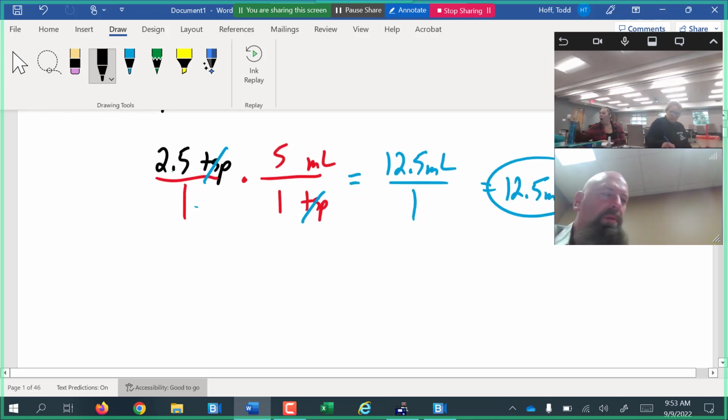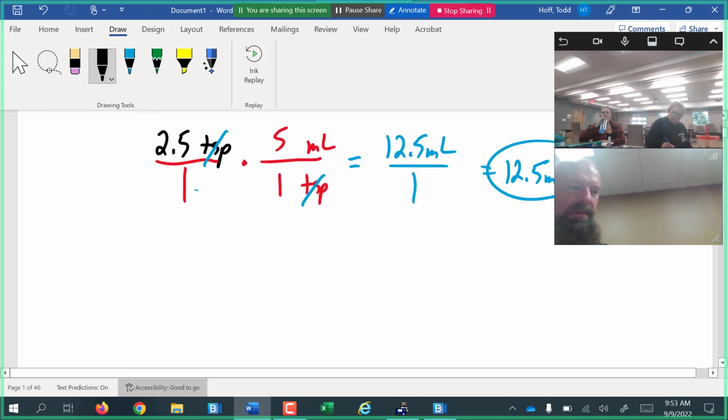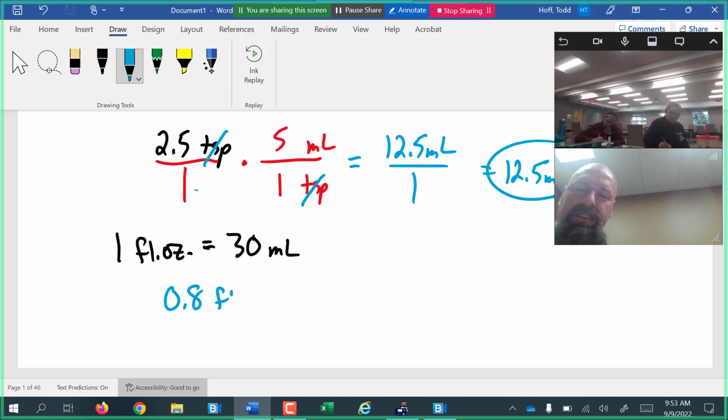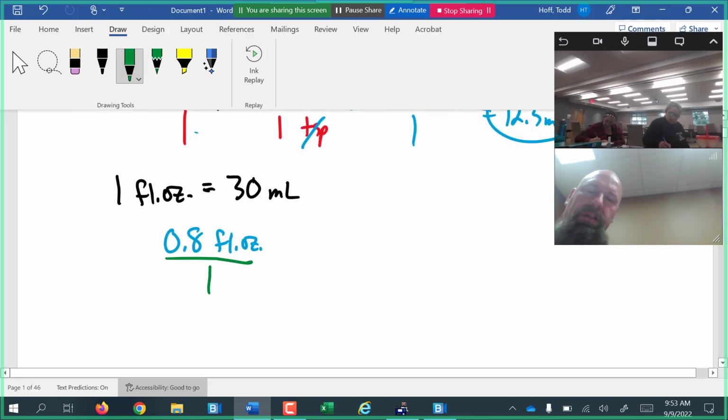Or we might have a conversion of fluid ounces. 1 fluid ounce is equivalent to about, it's actually like 29.6, but we usually just go with 30 milliliters. And so again, let's say we have something that calls for 0.8 fluid ounces. We'll put that over 1 to convert it to milliliters.